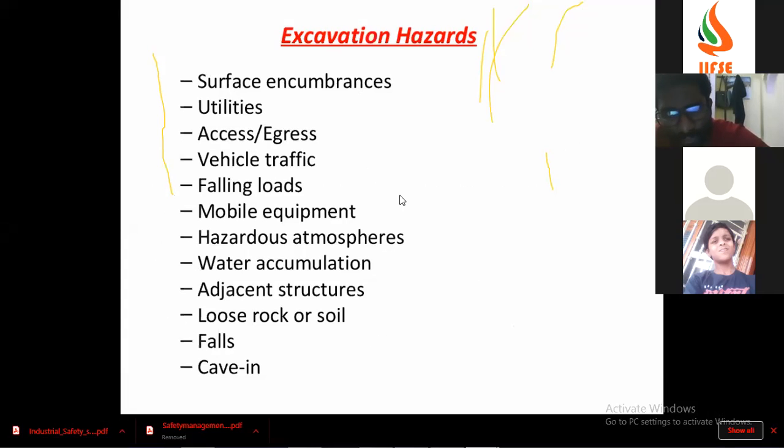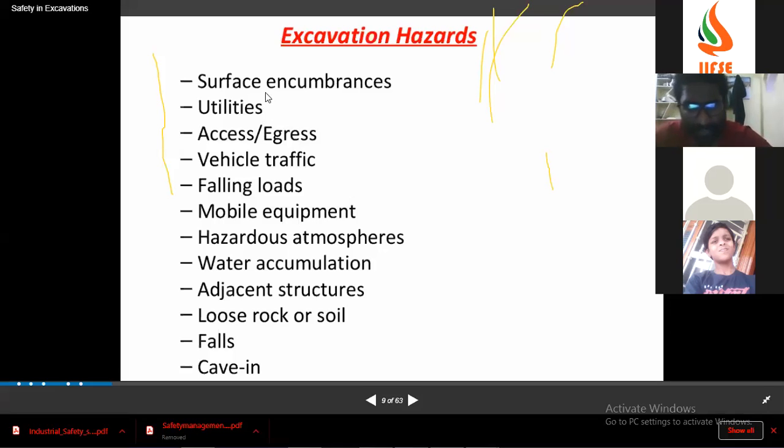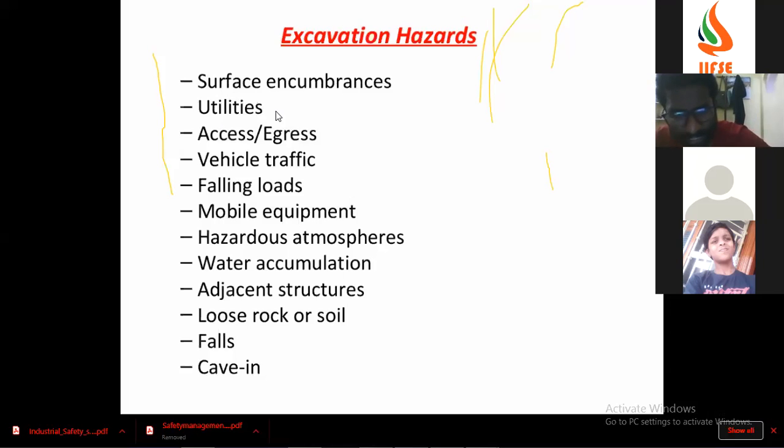Surface encumbrances. Sir, what is encumbrances? Encumbrances means anything which you are trying to dig. If you're trying to remove the soil or the pipe, anything where you remove the upper layer of the surface by any means comes under encumbrances. Just removing the top layer of the surface. Utilities. So what is the main hazard? Utilities means underground cables or anything: cables, water pipes, electrical cables.